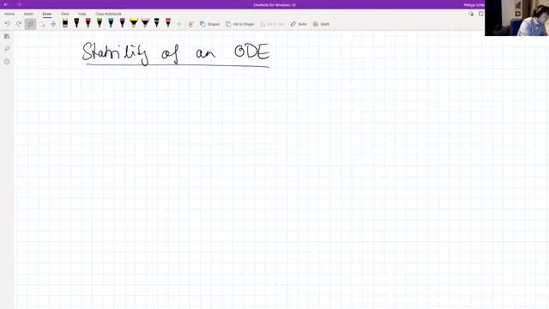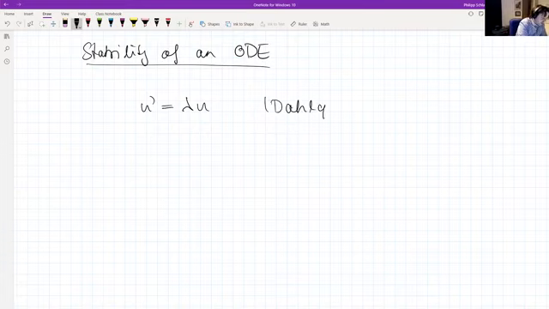So we look at, I would say, the simplest possible ordinary differential equation, that is u prime equaling lambda times u. People call this also the Dahlquist equation.